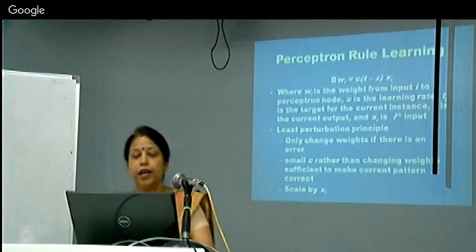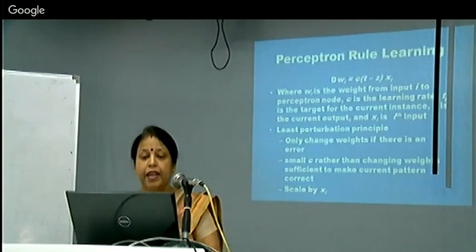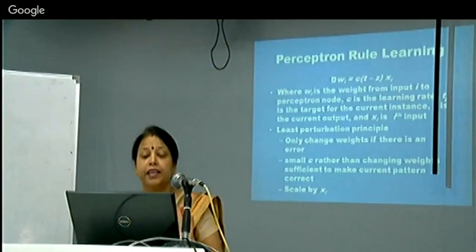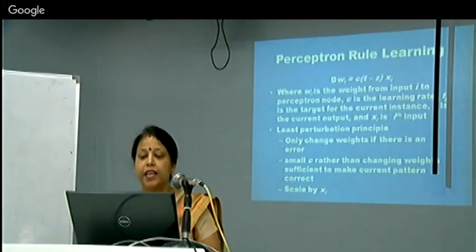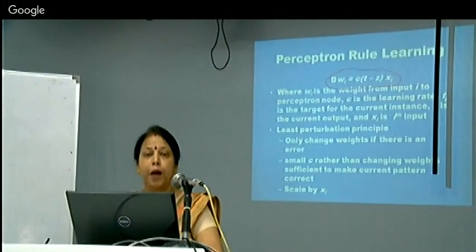Now if we combine this concept, we get the perceptron learning rule. It says that dWi, that means delta of Wi, or the change of Wi, is equal to c into t minus z into xi. This is your actual algorithm, or the actual weight updation.